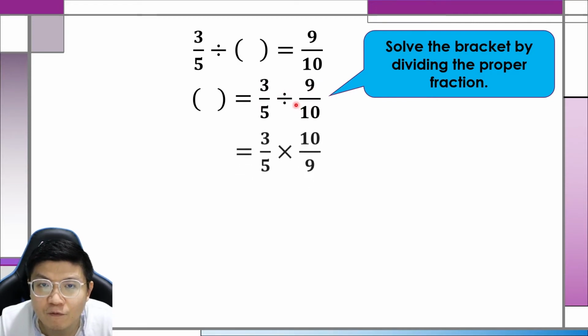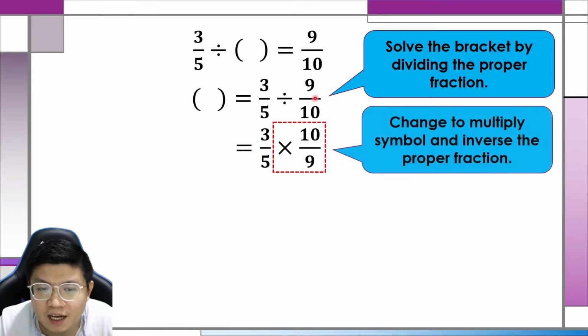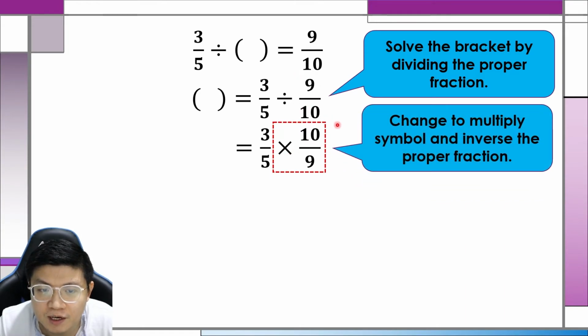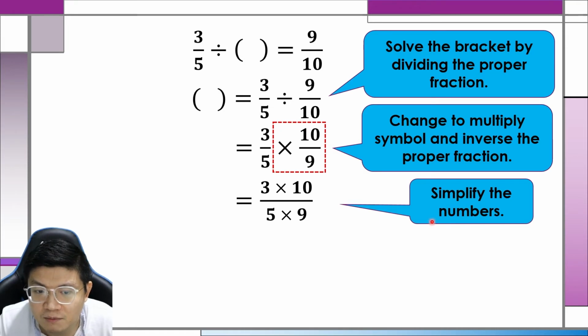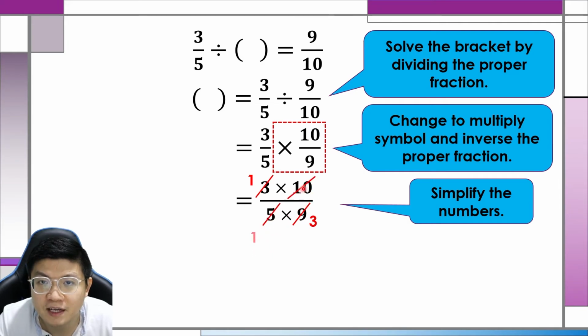So again, convert it into times and here you inverse it. Alright, so numerator times with numerator, denominator times with denominator, and you try to simplify if possible. Here, I found out 2 pairs you can simplify. The first pair is 3 and 9 under the times table of 3, and the next pair is actually 5 and 10, which is under the times table of 5.